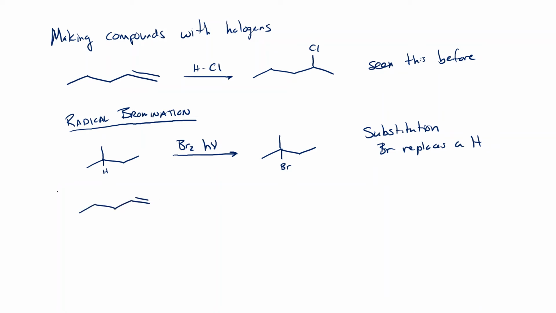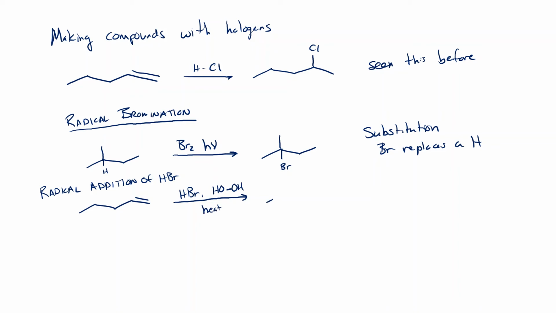We can also do a reaction of an alkene. So this is another one. This is radical addition of HBr. And so in this one, we're going to use HBr, and then we're going to use a radical initiator, which is going to be a peroxide. So I'm just going to use hydrogen peroxide, and then we're going to heat this up.